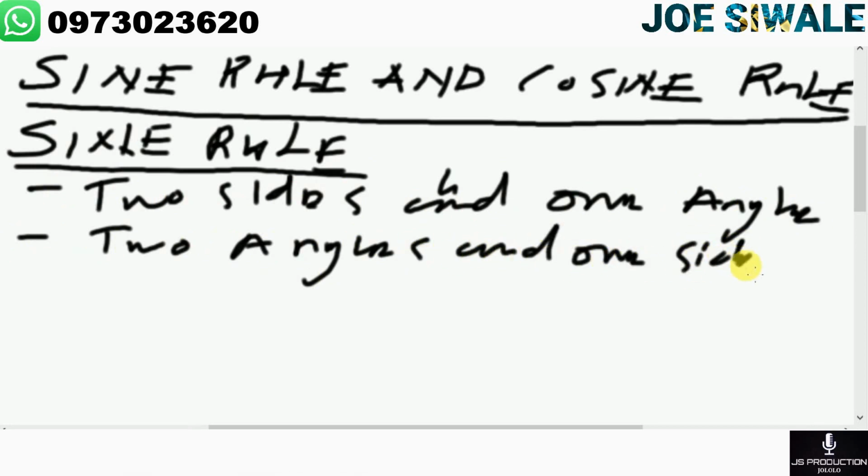But it also depends on the side that you have been asked to calculate, or the angle that you have been asked to calculate. It depends on the question. That's when you're going to use the sine rule. So the triangle that you can use the sine rule on can be given in this form.